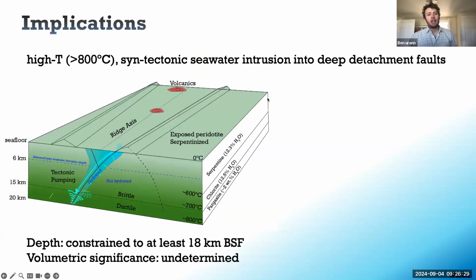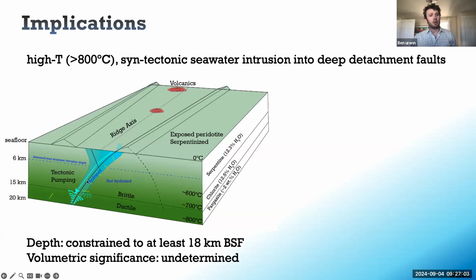And so the implications here, this is just a figure I put together, taking this all together, is really showing that seawater is able to penetrate these detachment faults to at least 18 kilometers depth at these ultraslow spreading amagmatic ridges. But the lateral extent of that hydration is still really uncertain. We know water is getting down there, but the spatial extent beyond the immediate shear zone is something that we really don't have a great handle on at this point, and certainly requires more information.